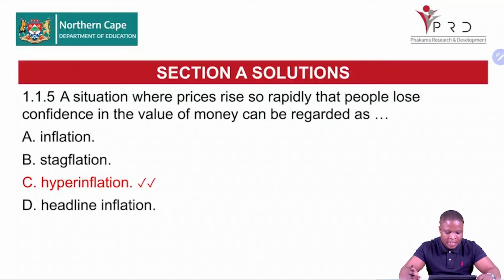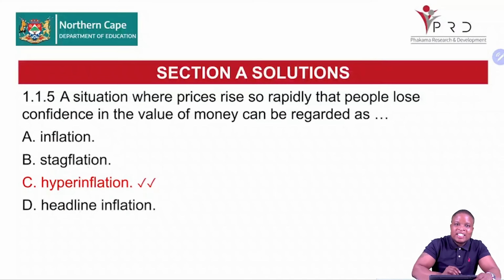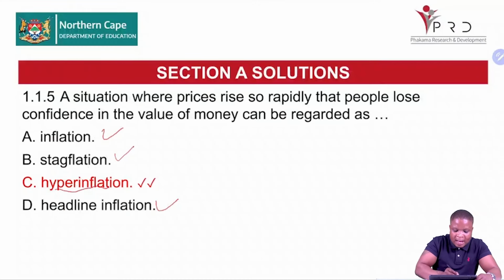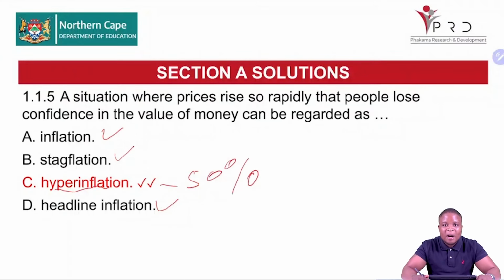Number 5, a situation where prices rise repeatedly that people lose confidence in the value of money can be regarded as what? Inflation is just an increase in prices over time. Stagflation means inflation, unemployment and low growth at the same time. Headline inflation is your CPI, the unadjusted CPI. However, hyperinflation means that inflation is increasing 50% or more each month. Inflation is increasing so much that people are losing confidence in that economy. That is your hyperinflation.